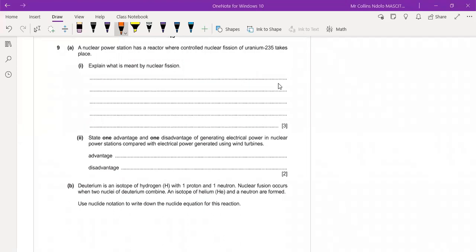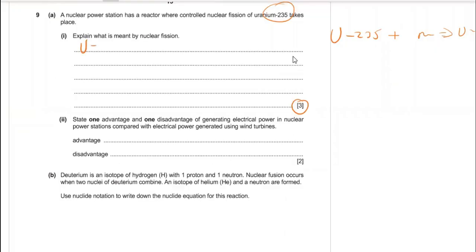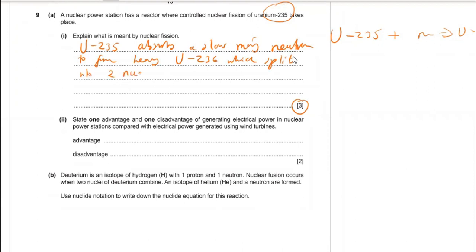Now, nuclear fission, we just know that it is the splitting of a large nucleus into smaller nuclei, but that will not give us 3 marks here. Nuclear fission for uranium-235 is when uranium-235 absorbs a slow-moving neutron to form a heavy nucleus of uranium-236, which splits into 2 nuclei. That is, if you want to be specific, barium and krypton, and is accompanied by release of energy.